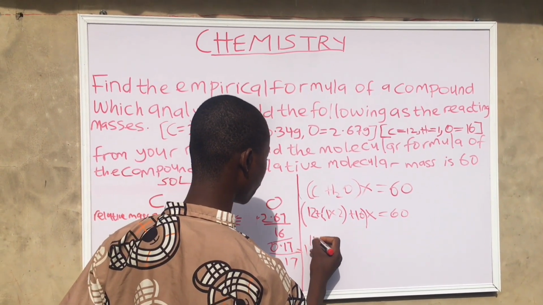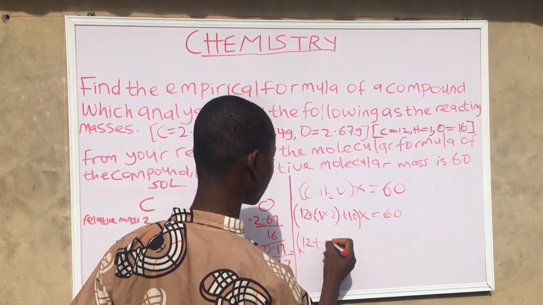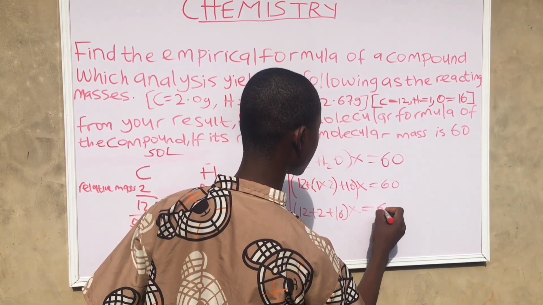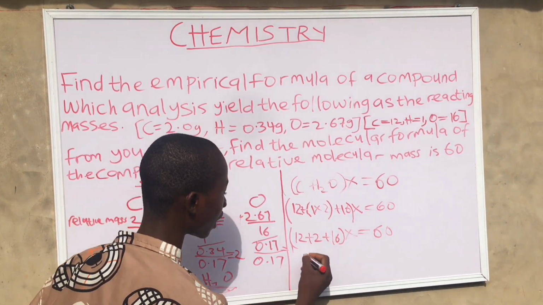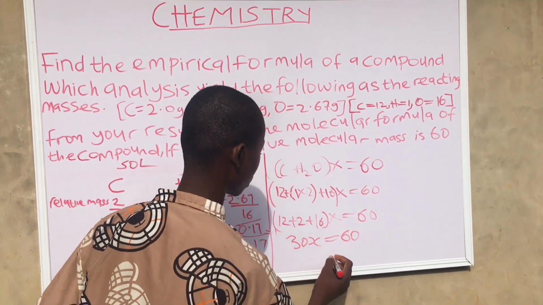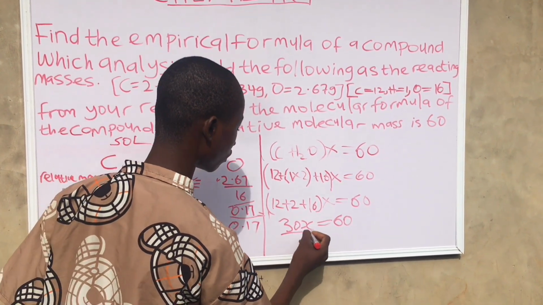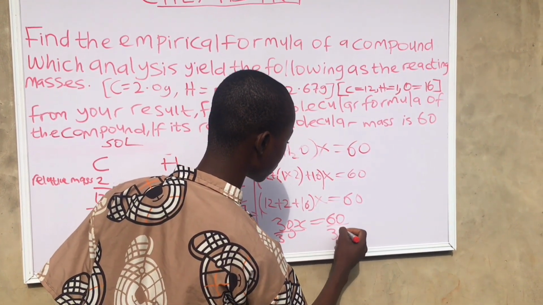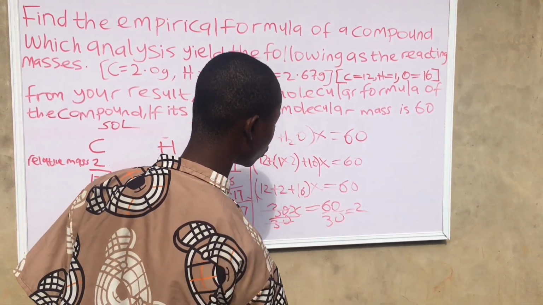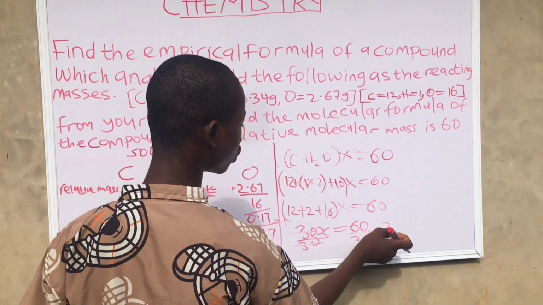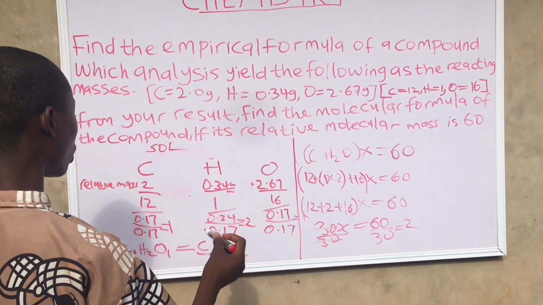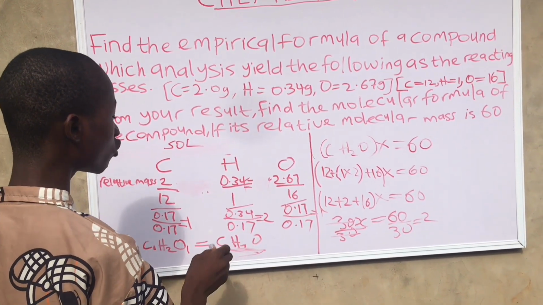So 12 plus 1 times 2, that's 2, plus 16, times x equal to 60. Adding this up, we are going to have 30x equal to 60. Divide both sides by 30. 30 divided by 30, so we have x equal to 2. We got 2. So to get our molecular formula, we are going to multiply the empirical formula by 2.